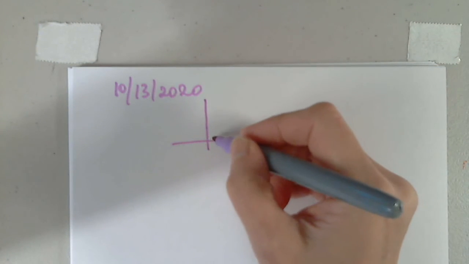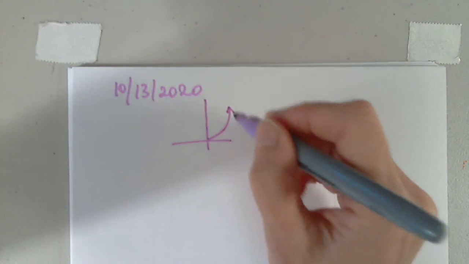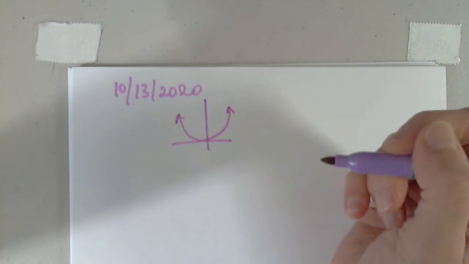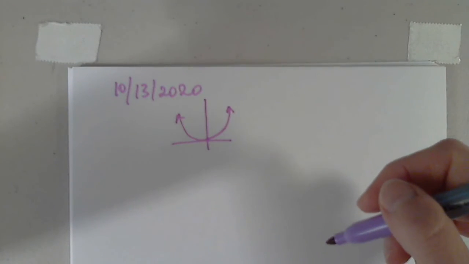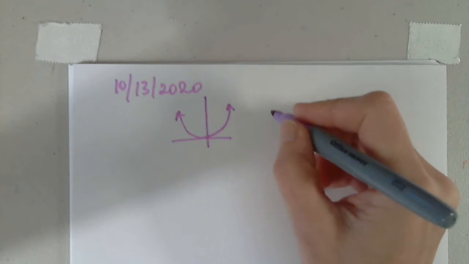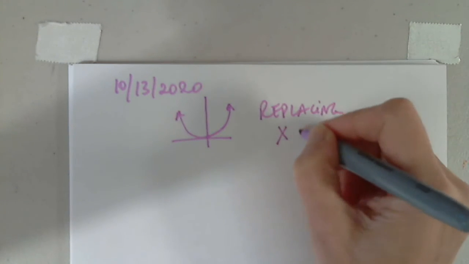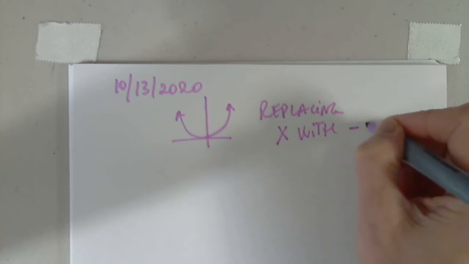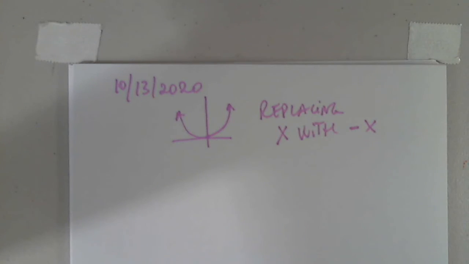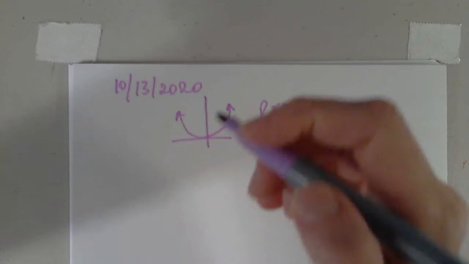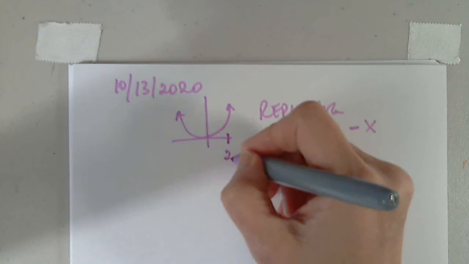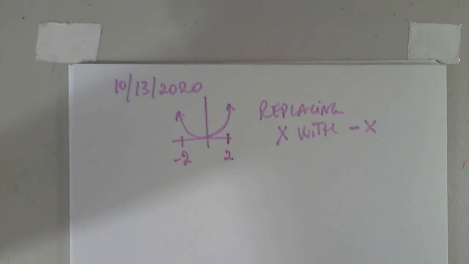Will be reflected, let's say, from here, here. Is that the question? Yes, perfect. So replacing x with negative x will do that. In other words, replacing 2 by negative 2 will reflect the graph with respect to the y-axis.